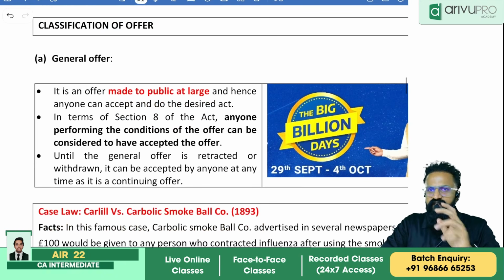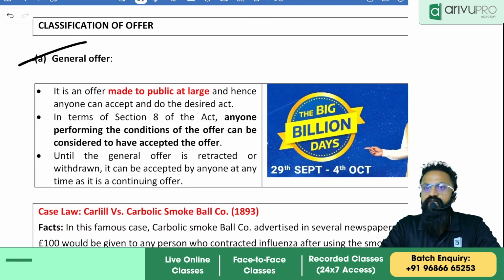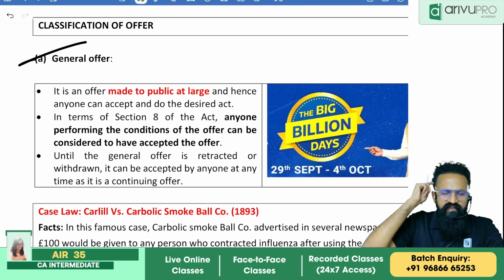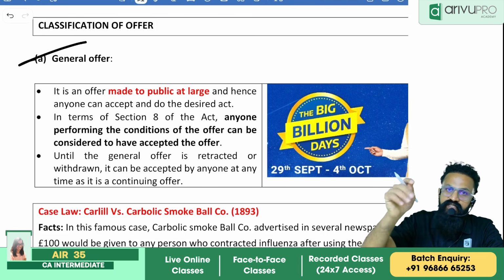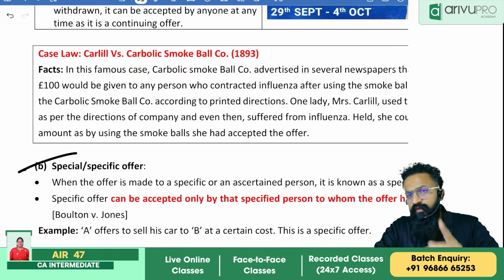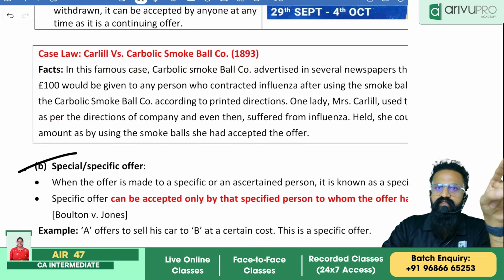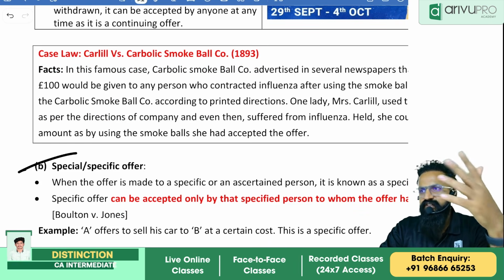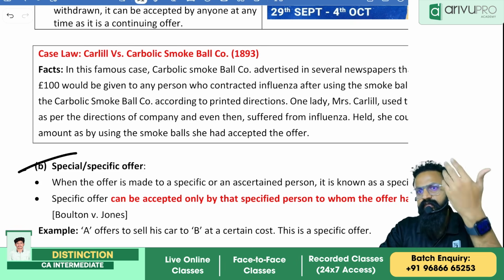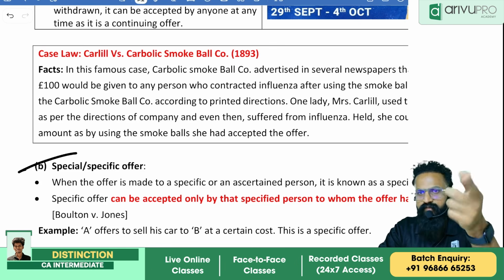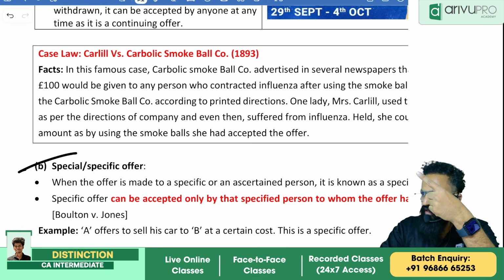Next, we came to offer. Offer can be classified into, first, general offer. General offer means an offer given to the public at large. The case law we had seen here was Carlill versus Carbolic Smoke Ball Company. One more thing in general offer: how is acceptance given? Following the terms and conditions itself will be termed as acceptance. You need not again specifically communicate the acceptance. So following the terms itself is considered as acceptance in a general offer.